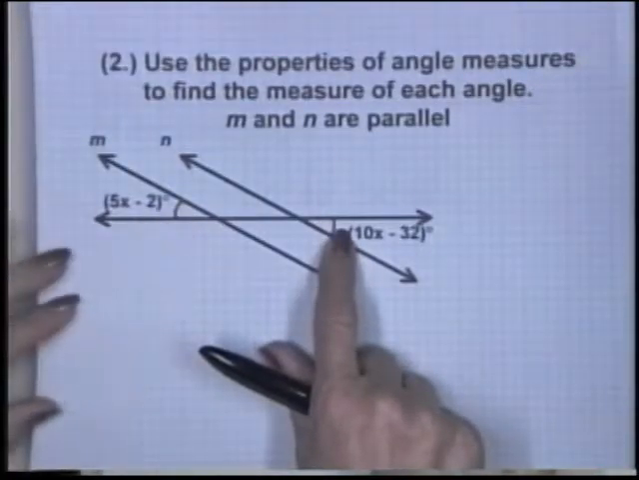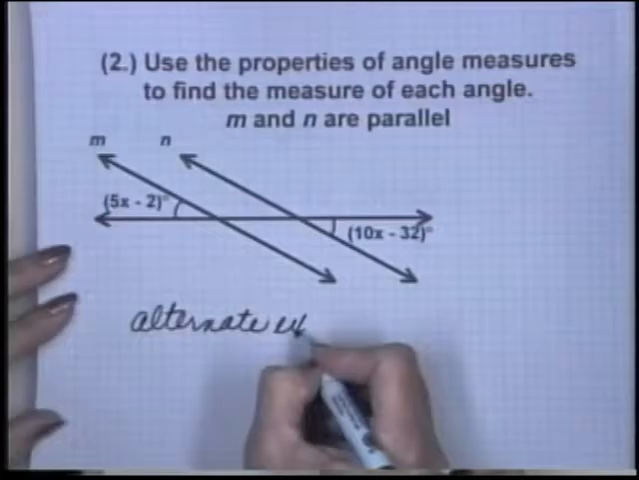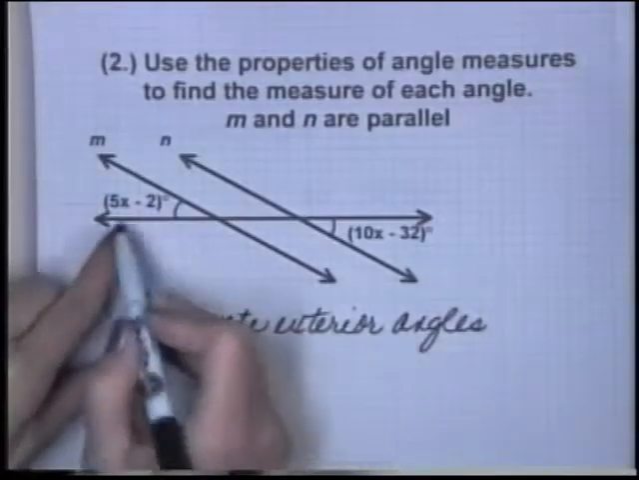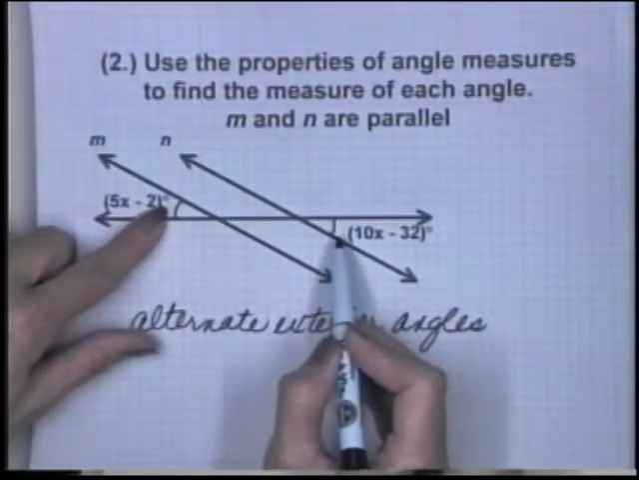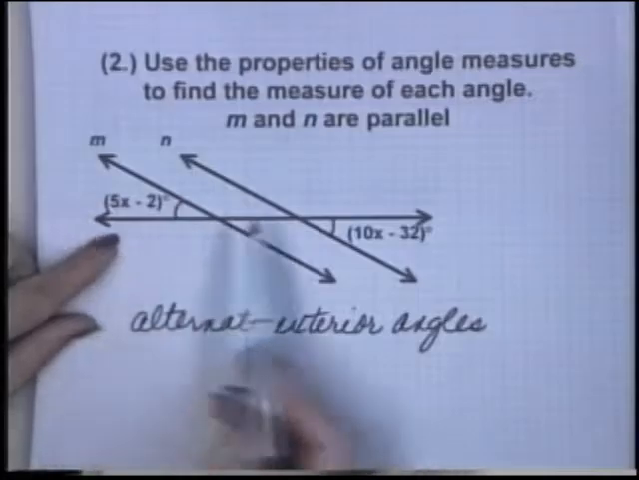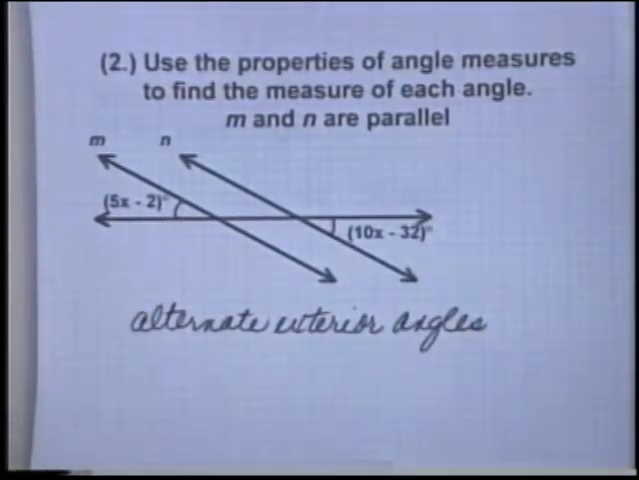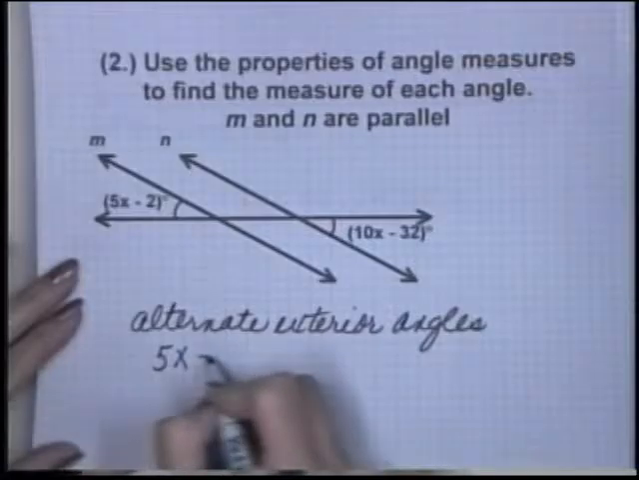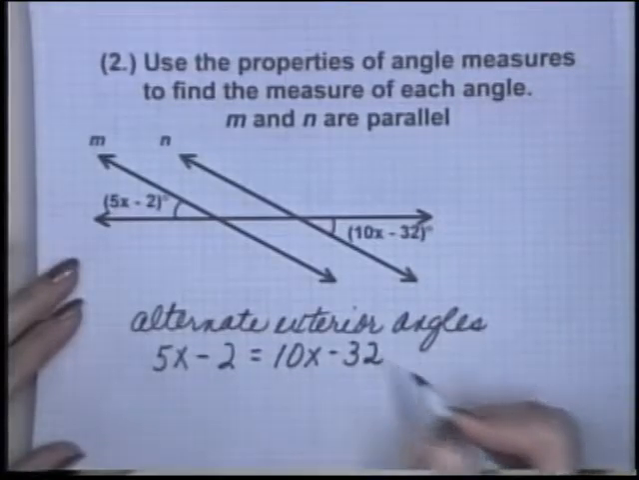These 2 angles are what we call alternate exterior angles. Notice, here's my transversal. This angle and this angle are on opposite sides of the transversal, and for my parallel lines, this angle is outside the parallel line and this angle is outside the parallel line. So these would be alternate exterior angles, and we know that alternate exterior angles are equal. So we'll say 5x subtract 2 equals 10x subtract 32.